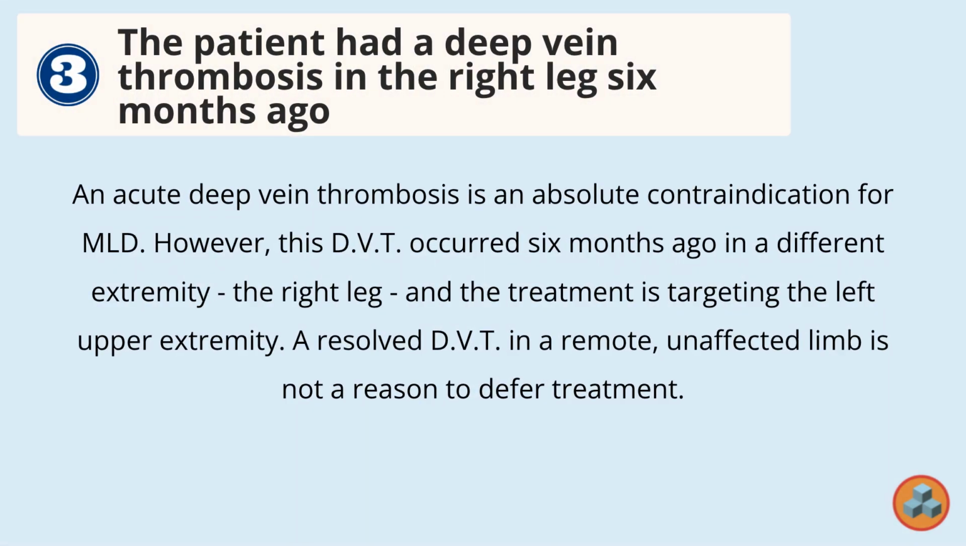Option 3. The patient had a deep vein thrombosis in the right leg 6 months ago. An acute deep vein thrombosis is an absolute contraindication for MLD. However, this DVT occurred 6 months ago in a different extremity, the right leg, and the treatment is targeting the left upper extremity. A resolved DVT in a remote, unaffected limb is not a reason to defer treatment.